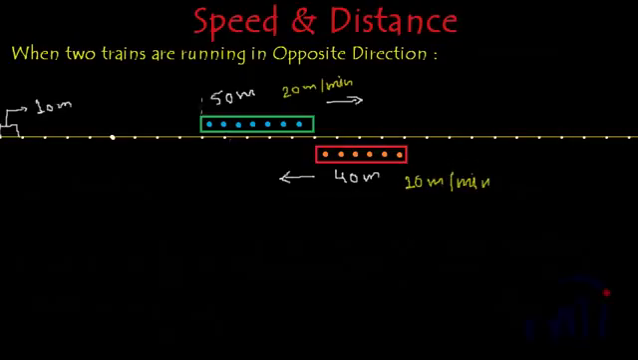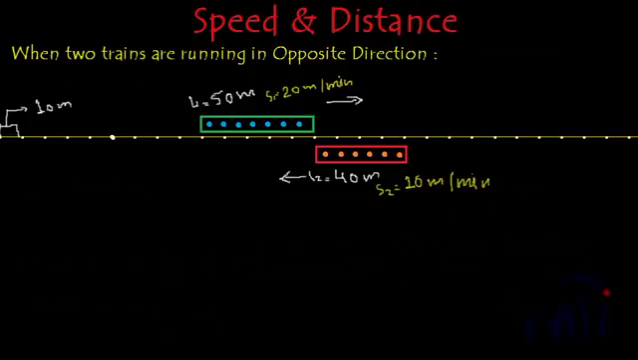And first, the length of the train we have assumed as 50 meters. So let's call it L1. This is equal to 50 meters. And in another case, the length we have assumed as L2, and this is equal to 40 meters. And the speed in the first case is S1, which is 20 meters per minute. And the speed in the second case is S2, which is 10 meters per minute, right? So these are the assumptions which we have made.